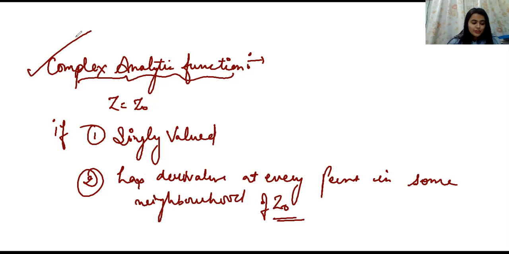How you can prove that a function is analytic or not, we will describe in the next session. So it must be singly valued, that is, it has a single value, and its derivative exists at every point in some neighborhood of z naught. So this is basically our complex analytic function.